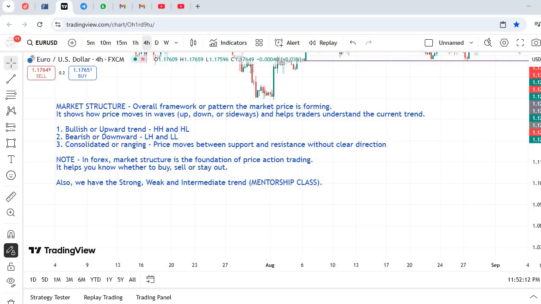In today's class, I'll be teaching you everything you need to know about the market structure. It's going to be an interesting class, so I want you to give it rapt attention. We'll be looking at the definition of market structure. We'll also be looking at the types of trend that we have. These are the things that we'll be looking at in this class. So without much ado, let's get started.